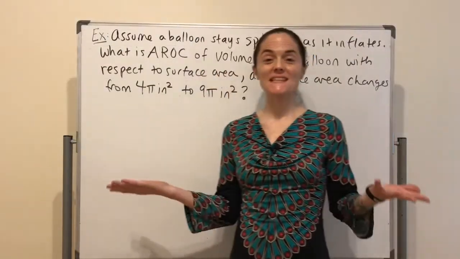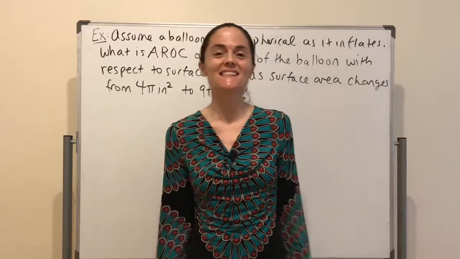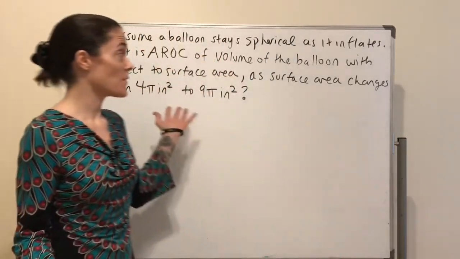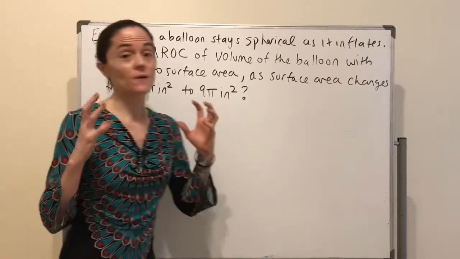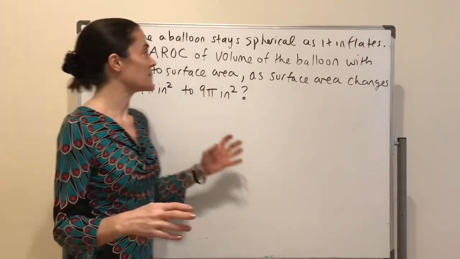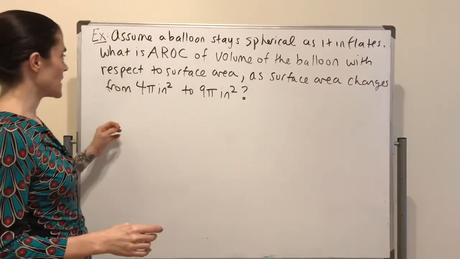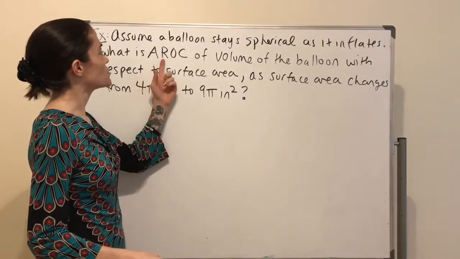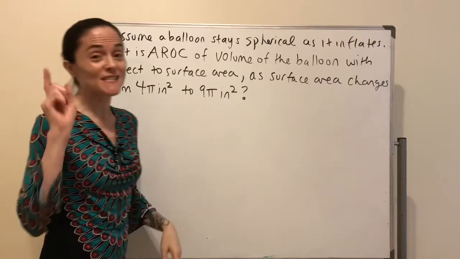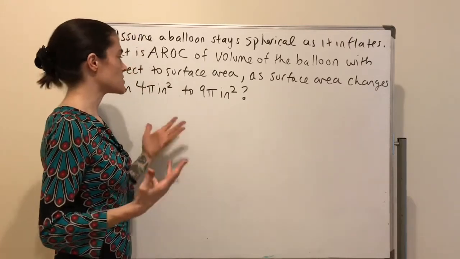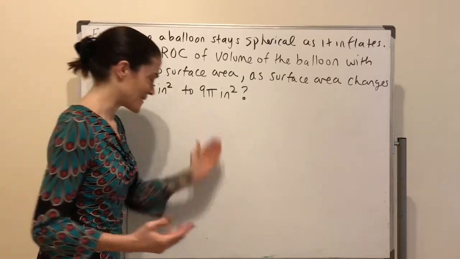I'd like to end with this example. This is one of the textbook exercises, and it's a little bit more involved than the ones we have done so far. So let's discuss why. We have a balloon that is inflating, and we assume it stays as a sphere as it inflates. We want to find the average rate of change of the volume with respect to surface area as the surface area changes between 4 pi and 9 pi.